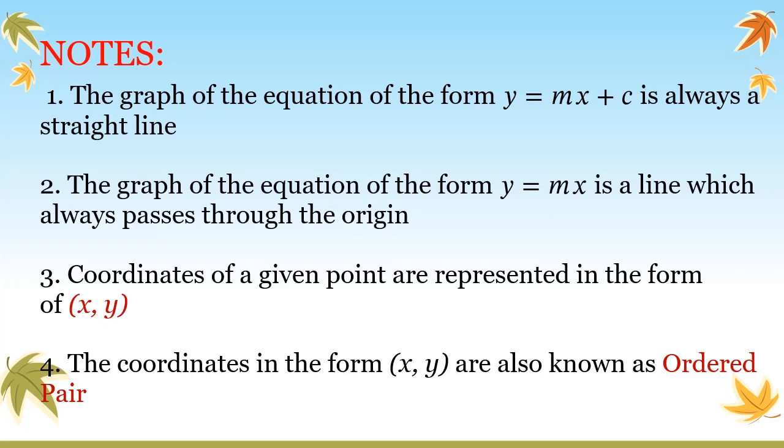Second point, the graph of the equation of the form y equals mx. Here c is equal to 0. So the graph of the equation of the form y equals mx is a line which always passes through the origin. Next point, coordinates of a given point are represented in the form of bracket x comma y bracket close. The coordinates in the form (x, y) are also known as an ordered pair.